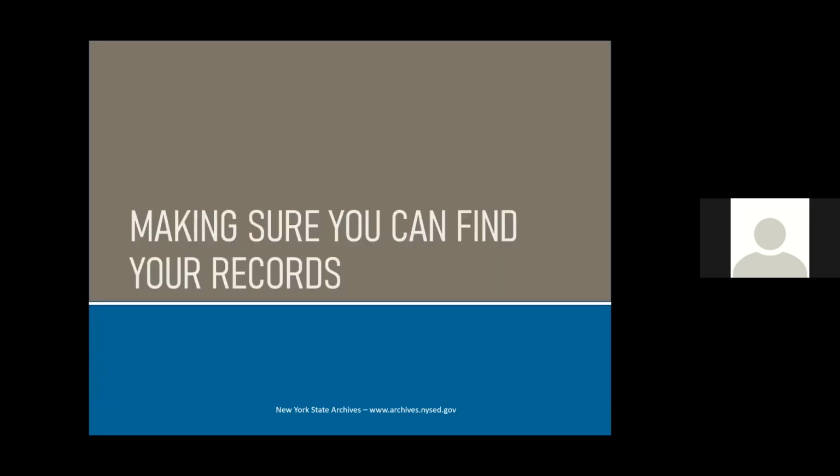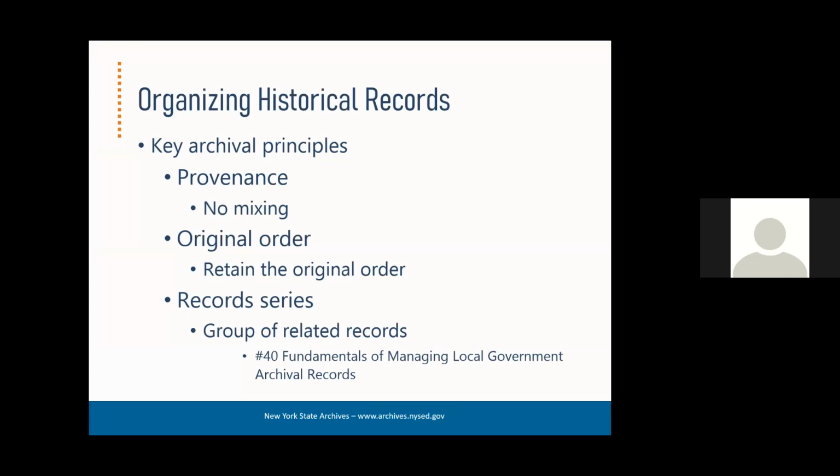So you have historical records, and what can you do to make sure that they're easier to find? Make sure they're easier for people to find, for you to find. You can organize, arrange, and describe them, and that needs to be done. So first, you need to organize these records. And here's where we can help as the state archives. We can let you know about some key archival principles here.